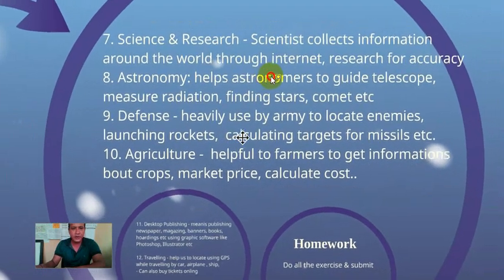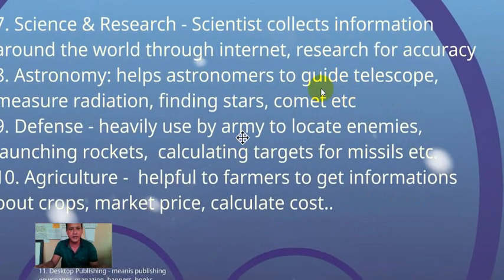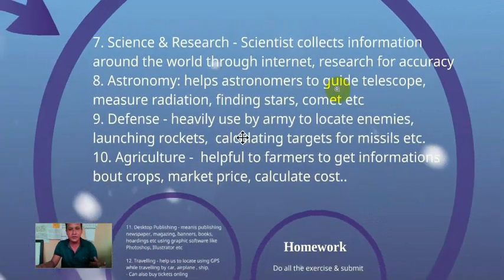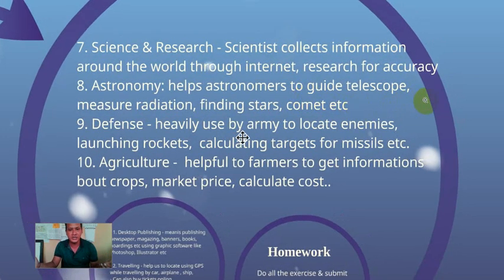Next one is astronomy. Okay, the computer helps astronomers to guide telescopes, measure radiation, and find stars, comets and other heavenly bodies, like satellites, something like that. Astronomy is very much important. Why important? Because in space there are lots of comets, stars, heavenly bodies. So how do we find them?